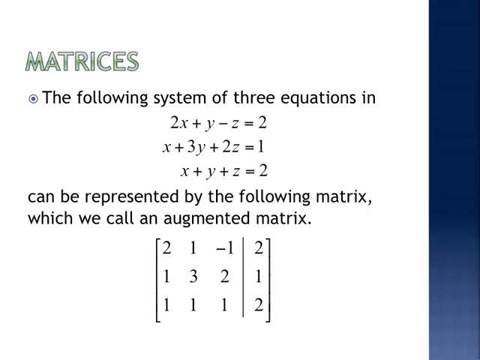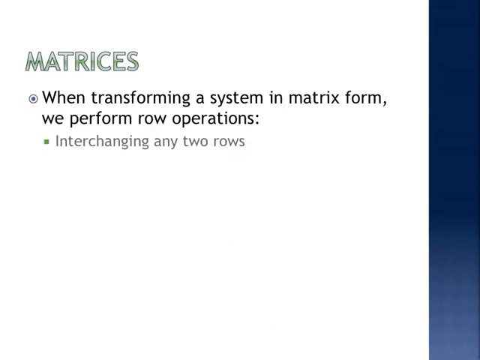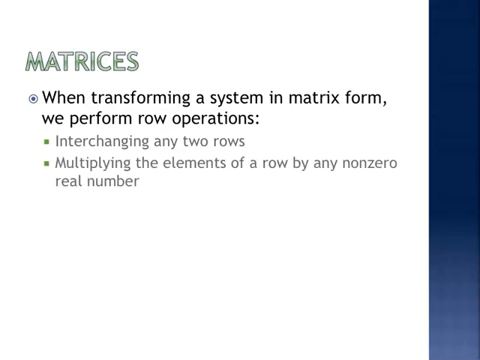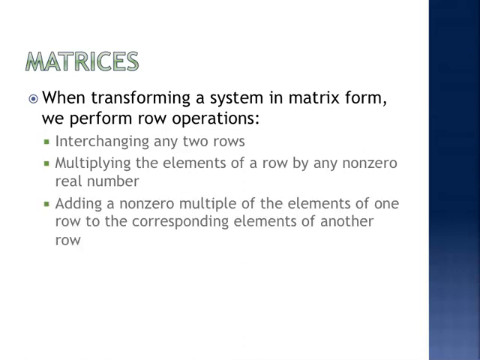Now, when we're working with matrices, there are a couple of what we call row operations that we can do in order to transform a system. So some of these are interchanging any two rows, multiplying the elements of a row by any non-zero real number, or adding a non-zero multiple of the elements of one row to the corresponding elements of another row. So in the first one, interchanging any two rows simply means you can change the order of the equations. You could instead write the second equation first if you prefer.